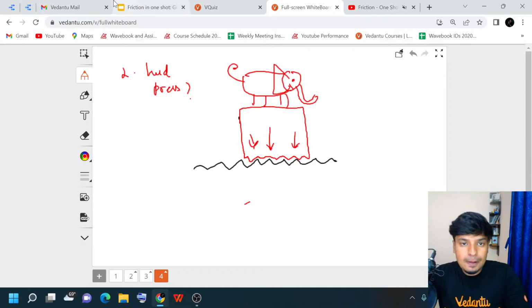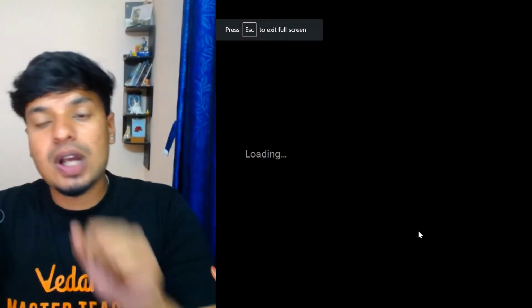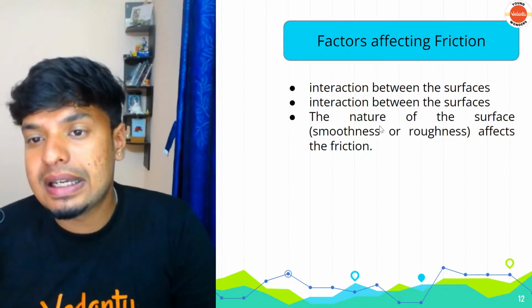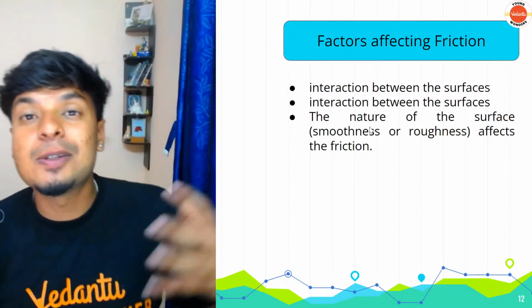Okay, simple. So as I told you, the first one was the interaction between the surfaces, that is the nature of the surface, if it is smooth or rough.